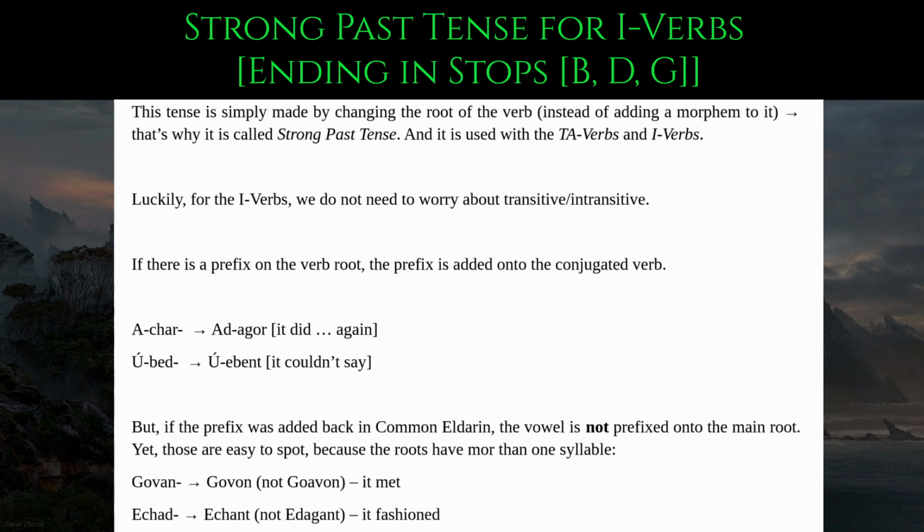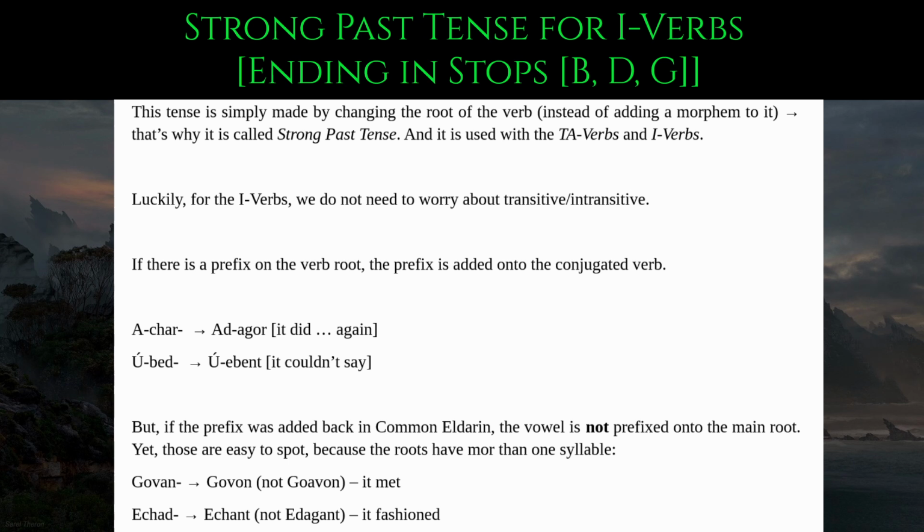Now, if there is a prefix on the verb root, the prefix is added onto the conjugated verb. For example, ahar becomes adagor, which means it did something again. Or ubet becomes uebent, which means it couldn't say.